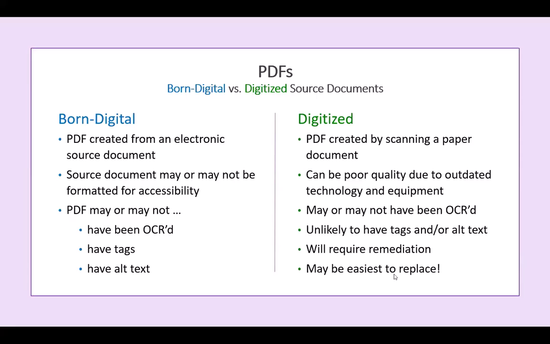Now, digitized, when you take a paper document and scan it to a PDF. So again, that PDF file may or may not have been OCR'd. It's very unlikely to have tags or alt text. Obviously, your paper document won't have any of this to transfer over when it's saved to PDF. So just assume that it's going to require remediation, and it might just be easiest to start over to replace it. And I'll go over those steps.